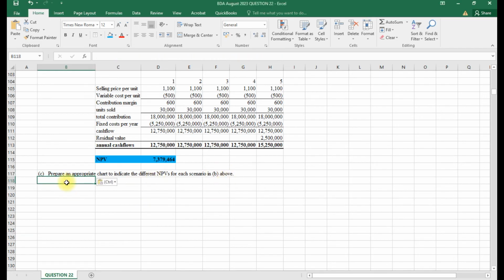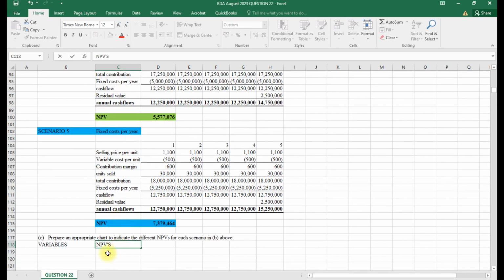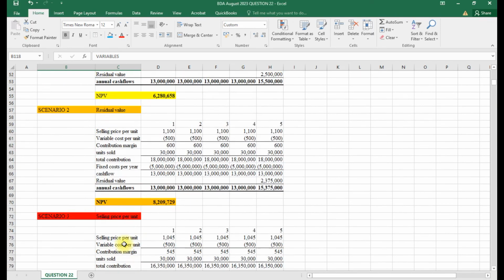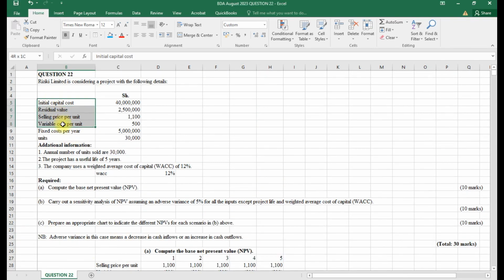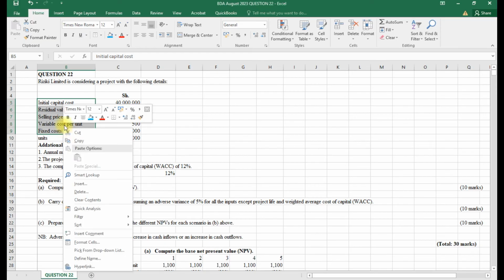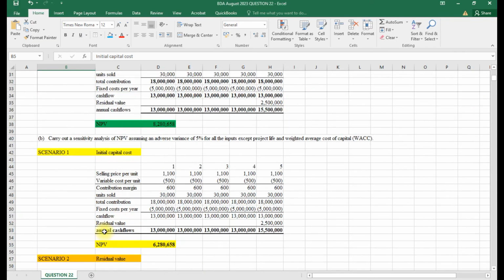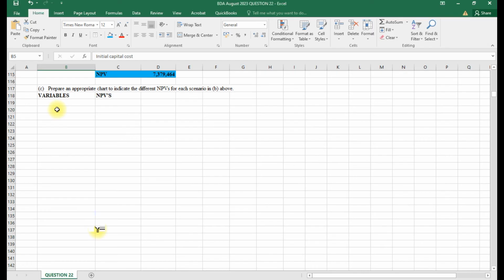So we shall have our variables here and our NPVs. So the variables, we have them here, the variables that were changing. So these are the variables that were changing, and paste them here.